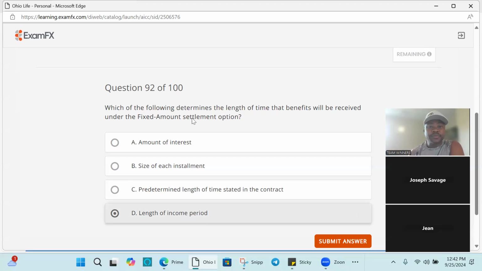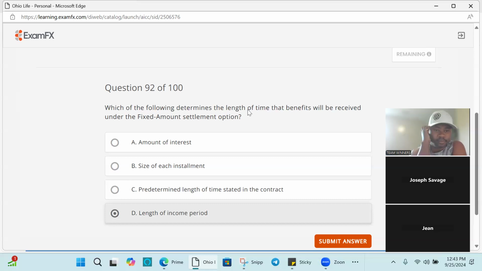Which of the following determines the length of time that benefits will be received? I don't even care about the fixed amount. I know it's going to come out every time equals installments. Let me try to explain this. Which of the following determines the length of time under the fixed amount? So they owe me 200,000. Let's start there. I'm going to tell them I want $40,000. So they're going to pay me for 5 years, right?